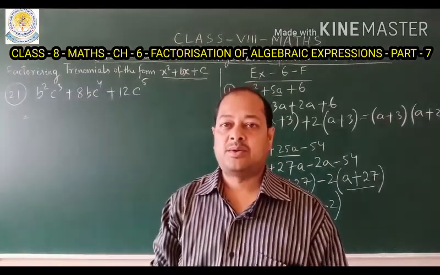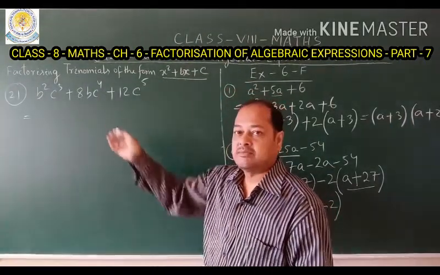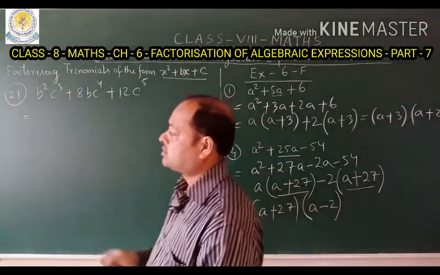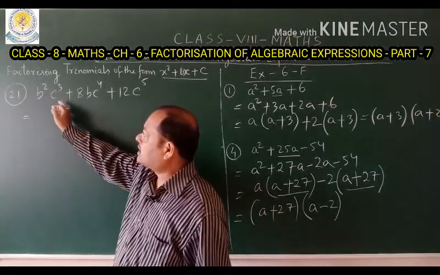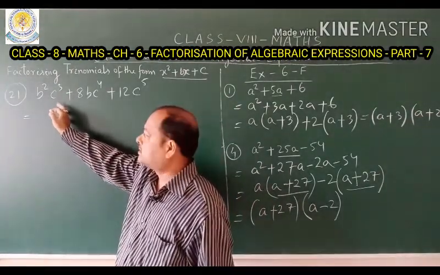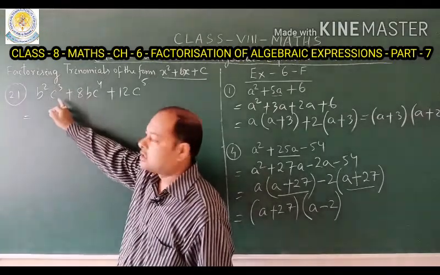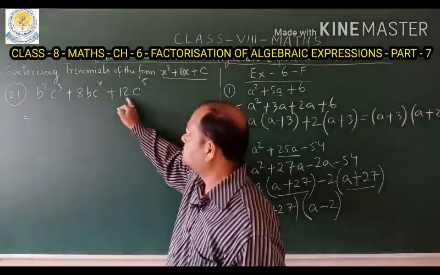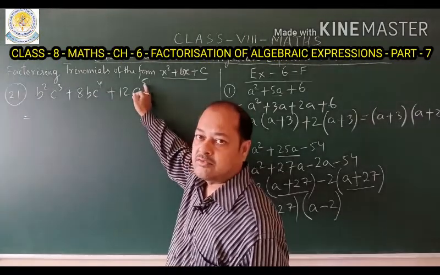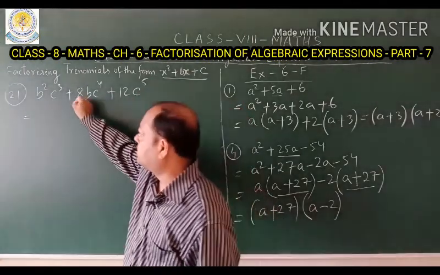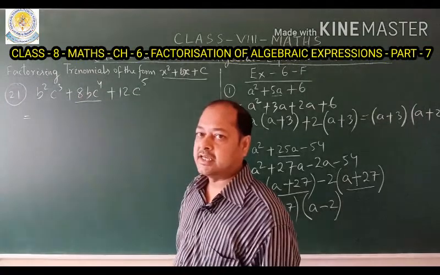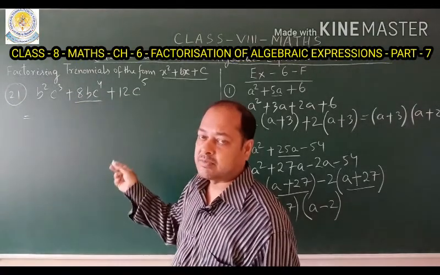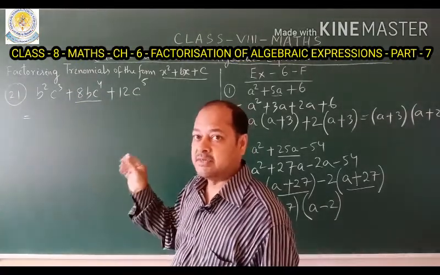Okay. Now try to solve question number 21. Question number 21 says factorize this algebraic expression, that is b square c cube plus 8bc to the power 4 plus 12c to the power 5. So what is the middle term here? The middle term present here is 8bc to the power 4. So we have to break this middle term.